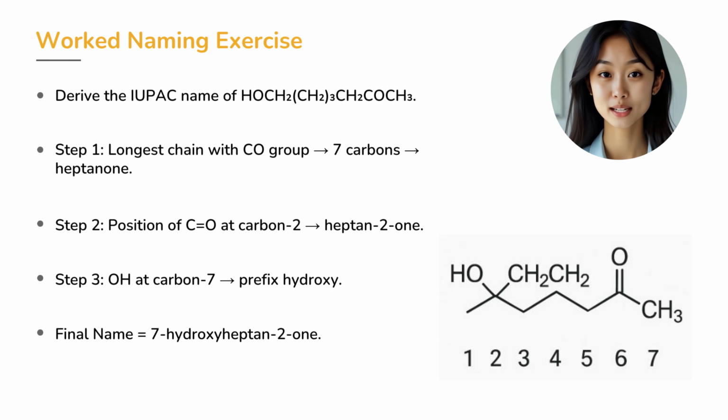Let's practice with a solved example. Consider the compound HOCH2-CH2-CH2-CH2-CH2-CO-CH3. Step 1. Find the longest chain including the carbonyl group. That gives us 7 carbons, so the parent is heptane. Step 2. The carbonyl group, that is the C double bond O, is at position 2, so we call it heptan-2-one. Step 3. There is also a hydroxyl group at carbon number 7, so we add hydroxy as a prefix. Put this together and we get 7-hydroxyheptan-2-one.